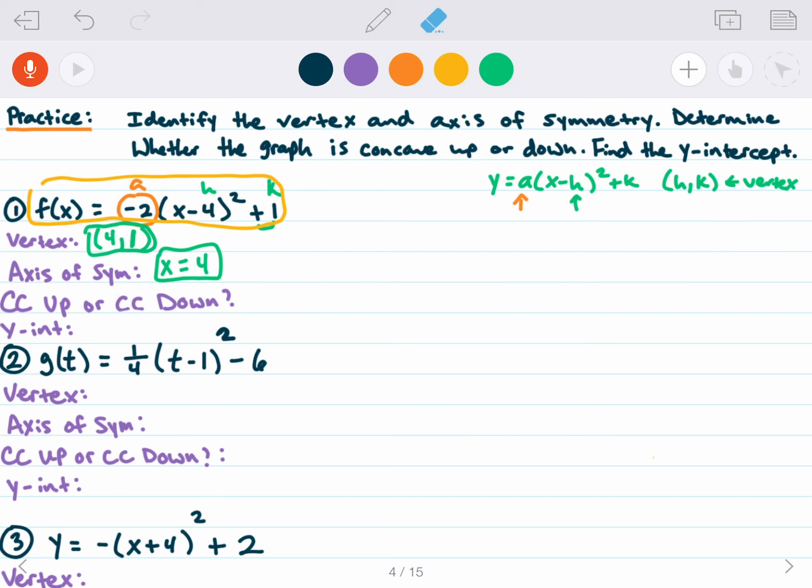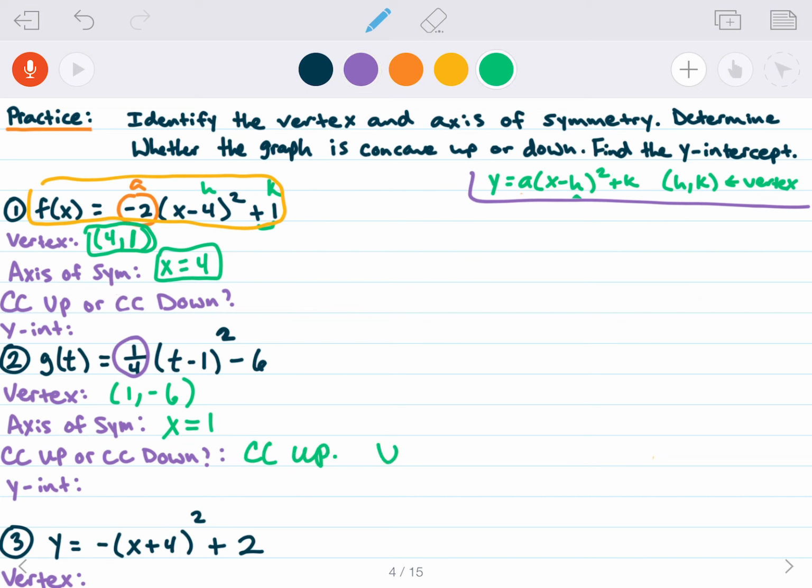Now the vertex, if we look at our basic form up here, we can see that in the h spot is 1 and in the k spot is -6. So this is going to be, let's do it in green, 1 comma -6. The axis of symmetry is at x equals h, so this is going to be at x equals 1. That's where it divides the parabola in half. Concave up or down, that depends on a. A is a positive number here, so this is concave up. Smiley face, right?